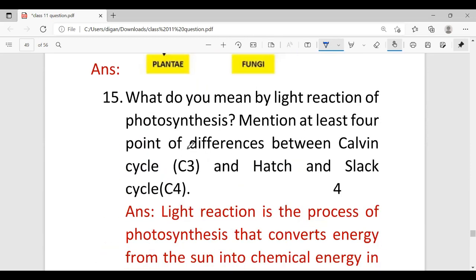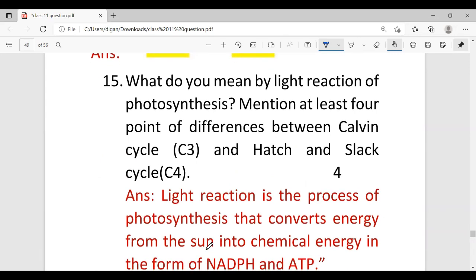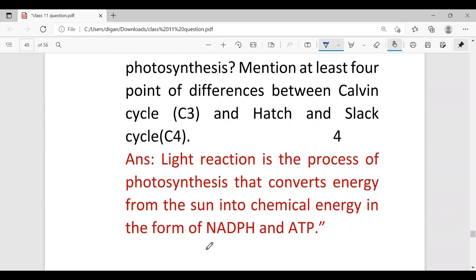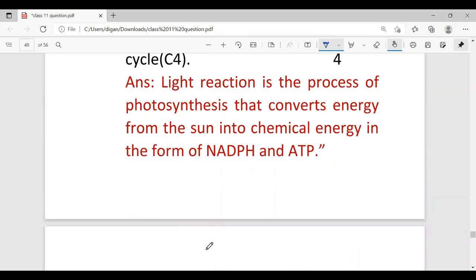What do you mean by light reaction of photosynthesis? Mention at least 4 points of Calvin cycle and Hatch-Slack cycle. So already I have explained in my previous video, so you just go through the notes only. So this is the definition of light reaction. It is the process of photosynthesis that converts energy from the sun into chemical energy in the form of NADPH and ATP.